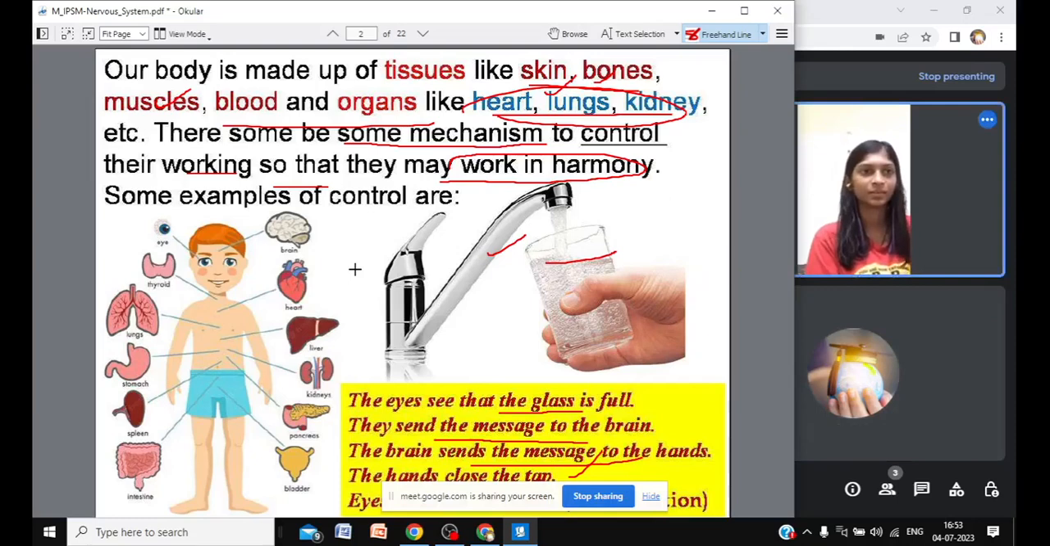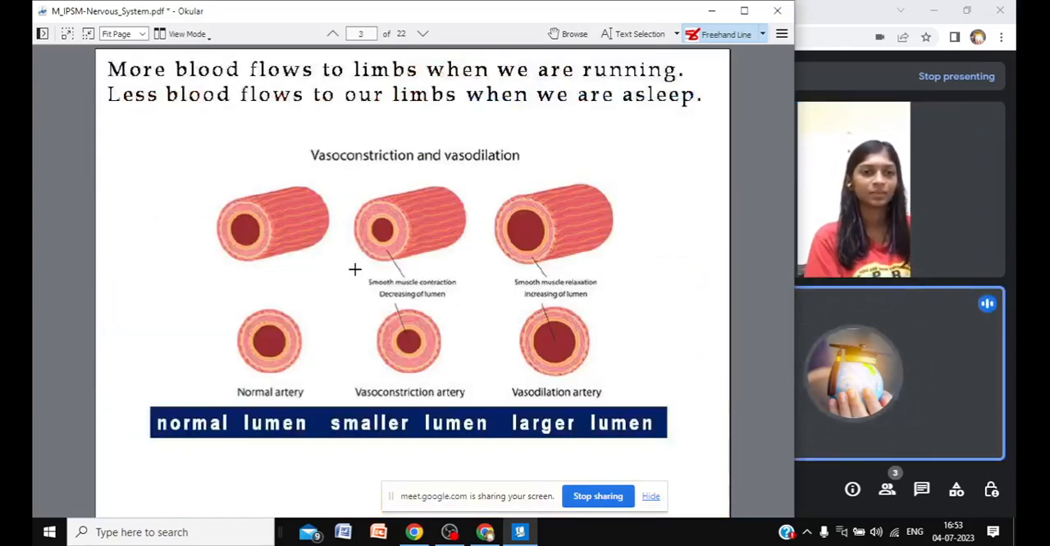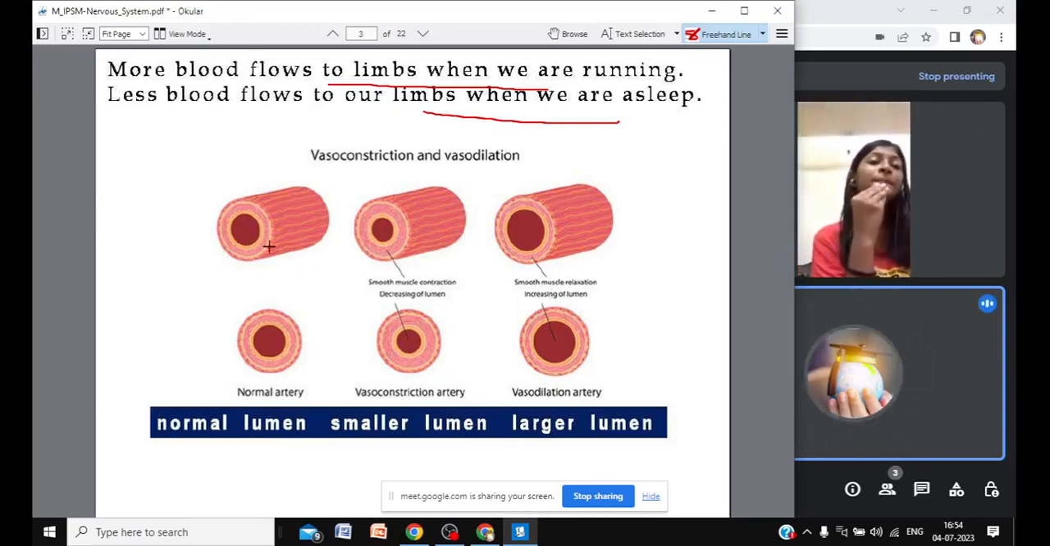Now, here we have more blood flowing to the limbs when we are running, and less blood flowing when we are sleeping or resting. When you are running, for instance, more blood will flow to your legs, and when you are sleeping or resting, less blood will flow. So how is this controlled? The control is by controlling the size of the blood vessel.